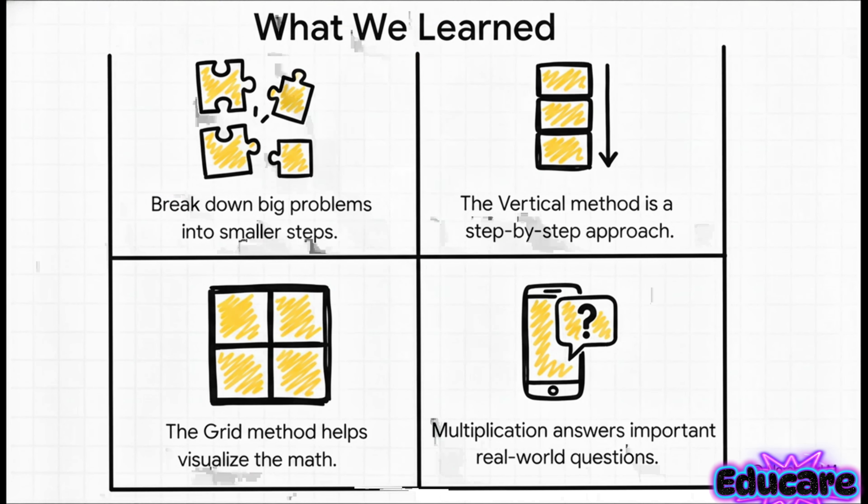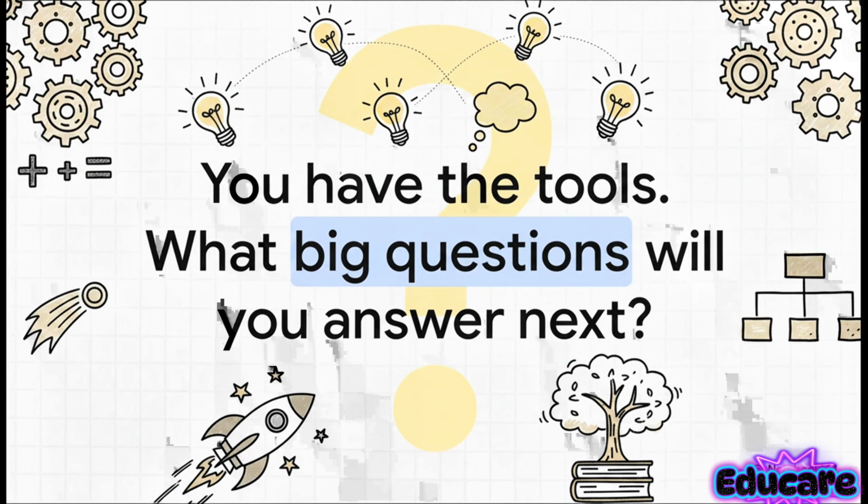So what did we really learn today? The biggest thing is that you can tackle any huge problem by just breaking it down into smaller, bite-sized steps. We saw how the vertical method is perfect for that step-by-step work, and how the grid method really helps you see the math. And remember, this stuff isn't just for tests, it's for figuring out real-world things like how much money a company makes. So, there you have it. We learned the methods, we faced a big problem, and we came out on top. You officially have the skills to multiply pretty much anything you want. So the real question isn't, how do I do it anymore? It's, what am I going to figure out with this? What big questions will you answer?